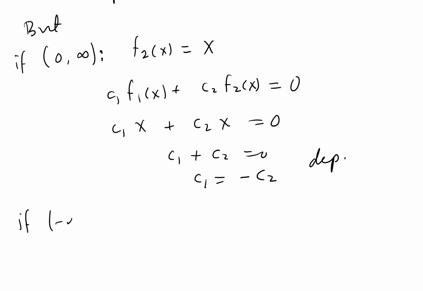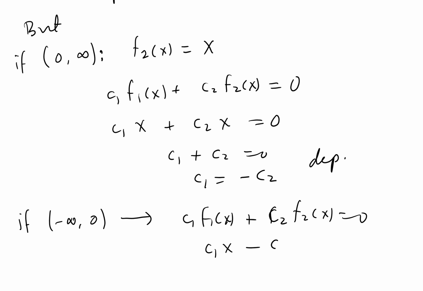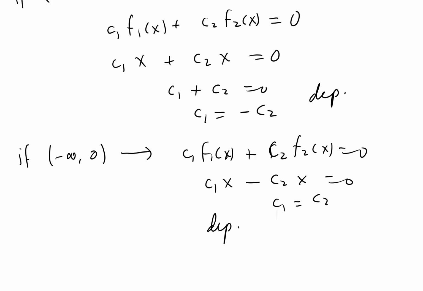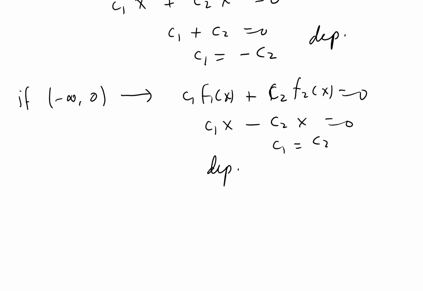Similarly, if you go from negative infinity to 0, you get c1 f1 of x plus c2 f2 of x equals 0, so c1 x minus c2 x equals 0. So you get c1 equals c2. They are also dependent because one of them can be written as a multiple of the other one.